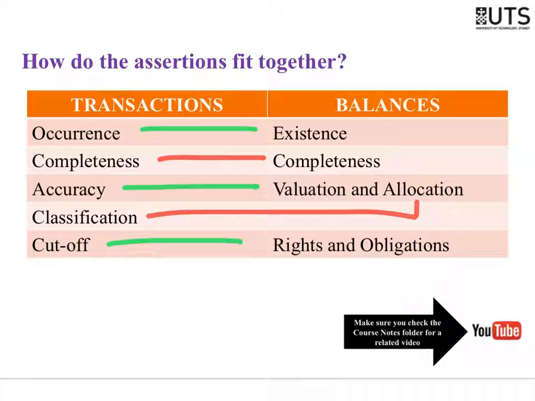They had the right or they had the obligation. Okay? So they are linked, but I want you to be mindful of where each one sits. The ones on the left under transactions, they're income statement transactions. The ones on the right, assertions relating to balance sheet items.